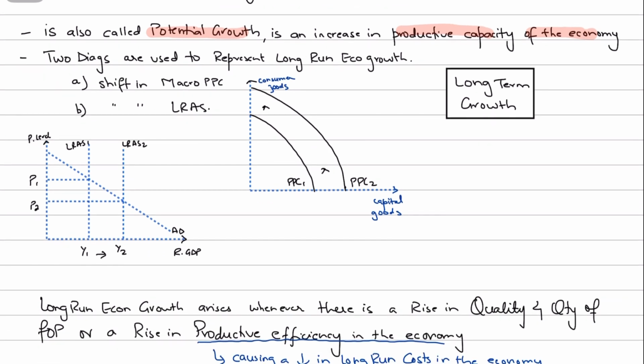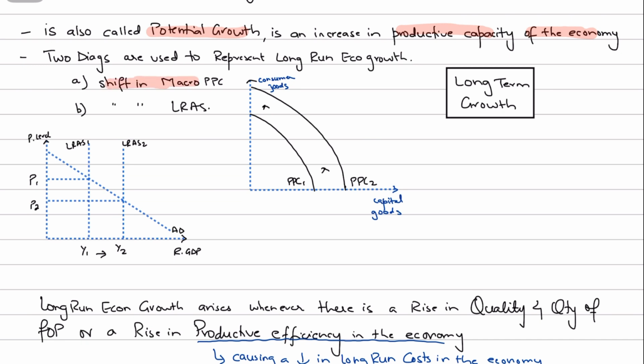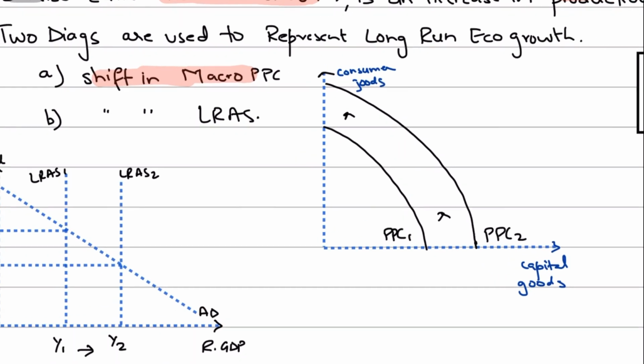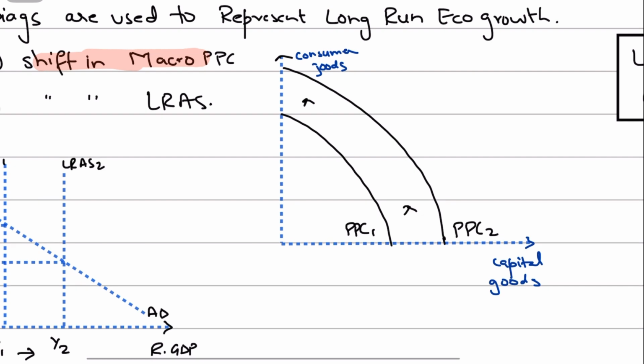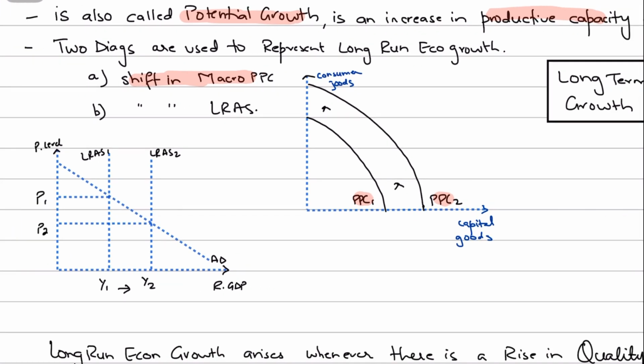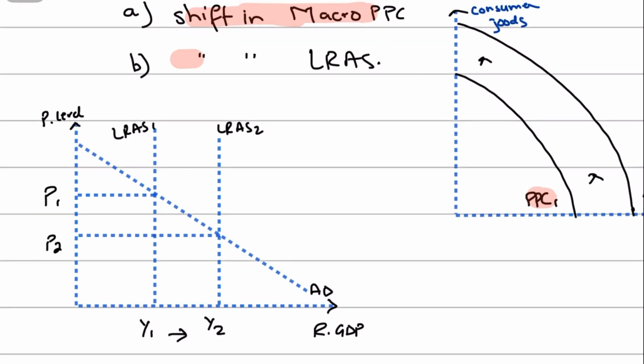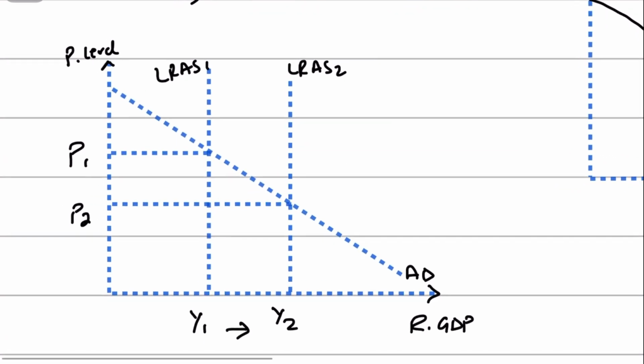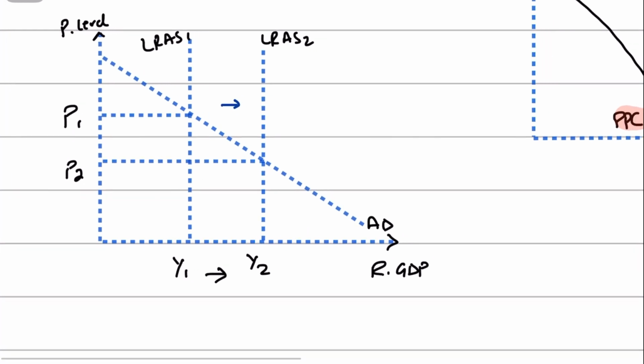Now, there are two diagrams to represent long run economic growth. One is that you shift your macro PPC, like I've done over here. I've drawn a macro PPC representing consumer and capital goods, and you shift your PPC outwards from PPC 1 to PPC 2. And then you shift your long run aggregate supply curve. You draw a classical long run aggregate supply curve and shift it to the right, with the increase in real GDP from Y1 to Y2, basically I should write YFE1 to YFE2.